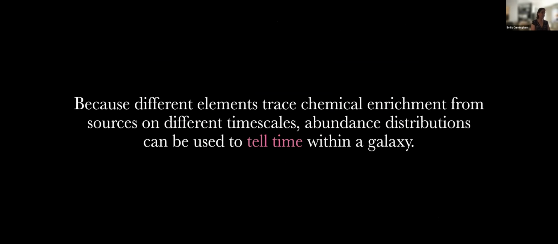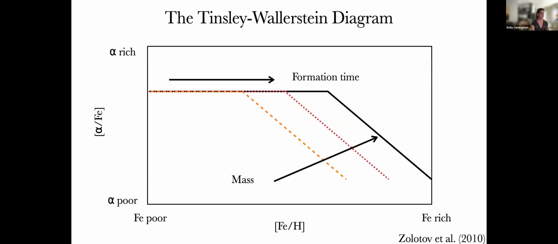So because we have magnesium, which is tracing primarily type 2 supernovae, and we have iron, which is tracing both type 1 and type 2 and type 1a supernovae, and type 1a turn on much later in time, they occur on a longer characteristic time scale, we can use these abundances to tell time within a dwarf galaxy.